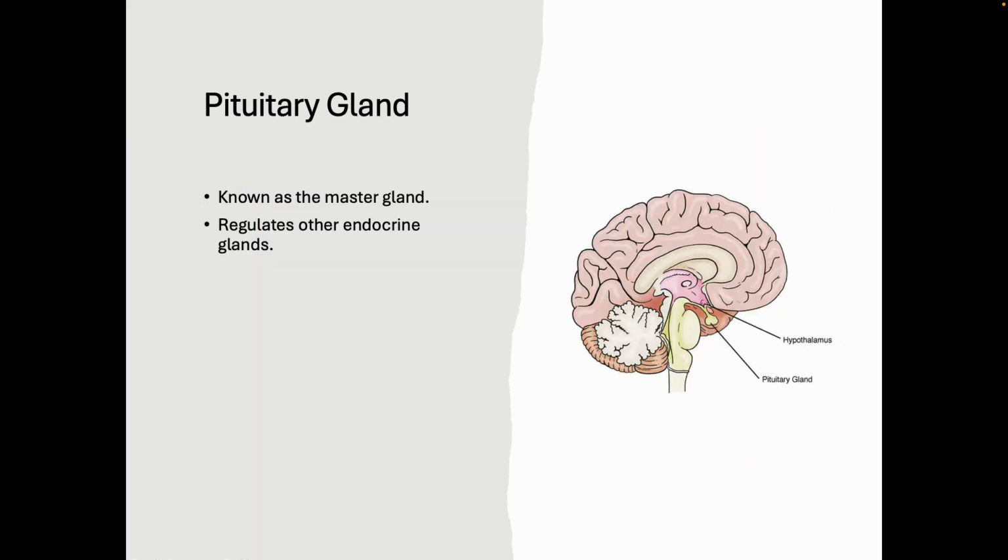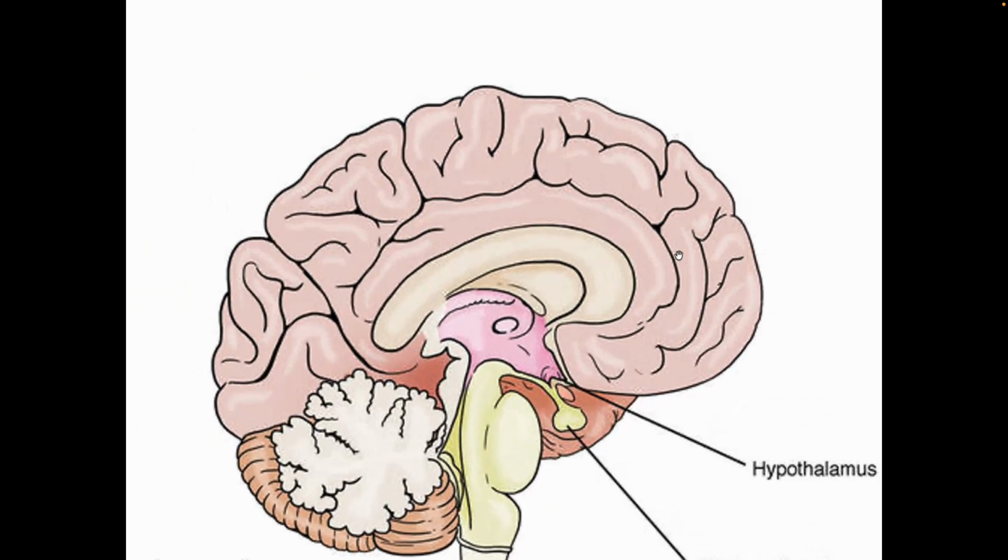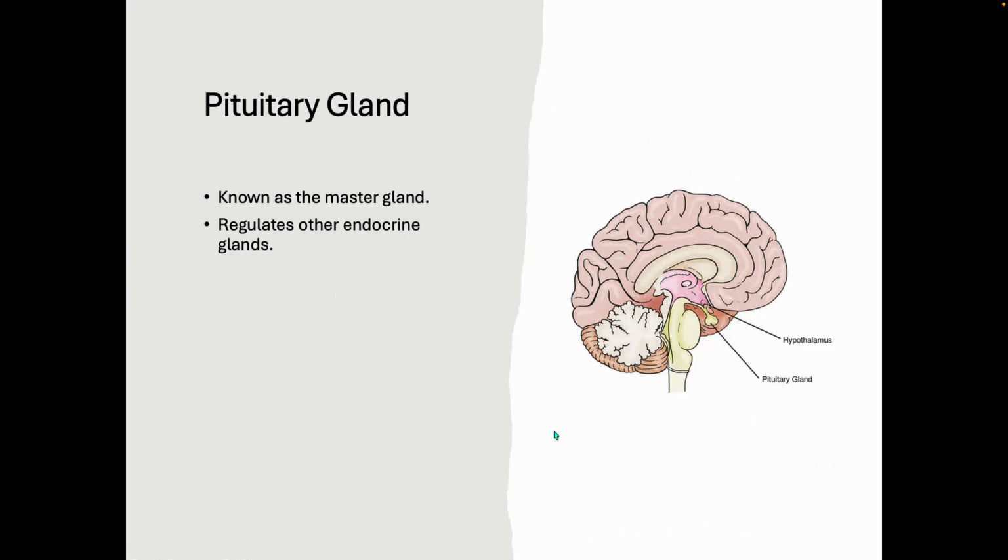All right, pituitary gland. This is known as master gland. It regulates your other endocrine glands. And it's this little guy. This little guy here.